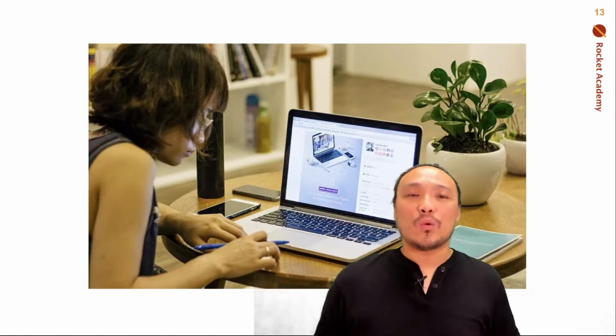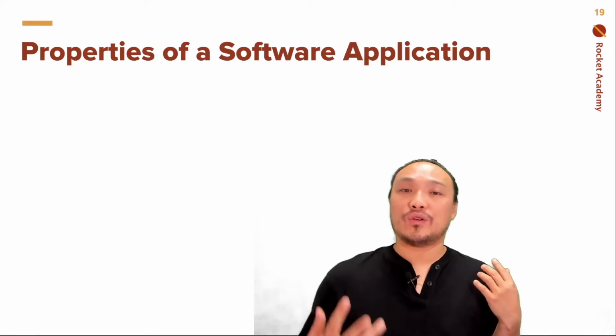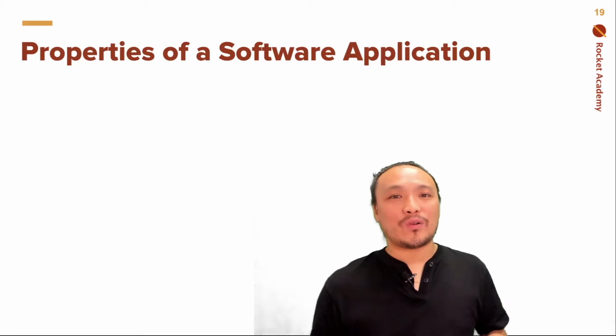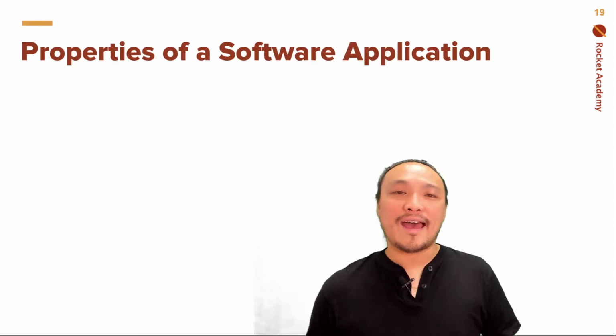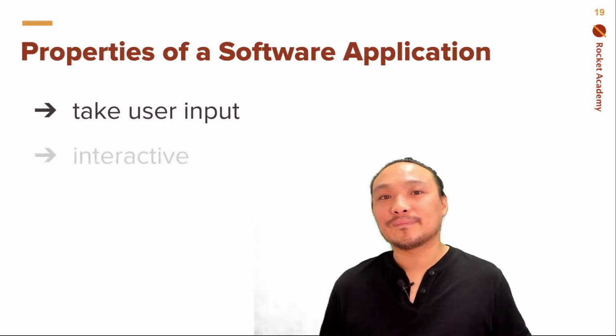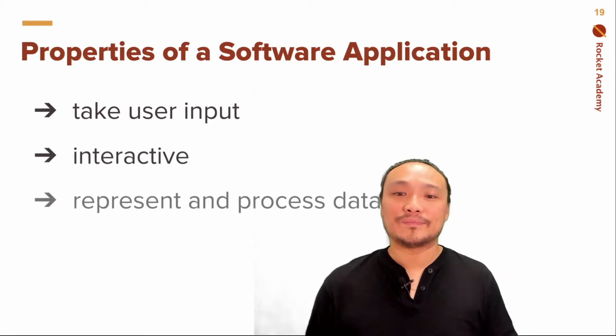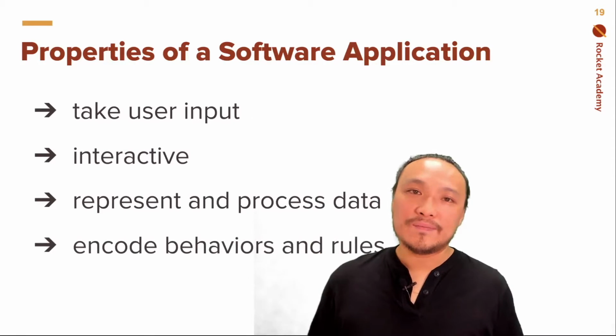In this course, we're going to cover the fundamentals that would apply to software for any of those systems, but the software that we're going to create in this course is specifically for your laptop, specifically inside of a browser. Of all the broad computer systems that we just saw, the software that we're going to be working with that you normally think of on a computer or a phone has four distinct properties. It takes user input, it's interactive, it represents and processes data, and it encodes behaviors and rules.